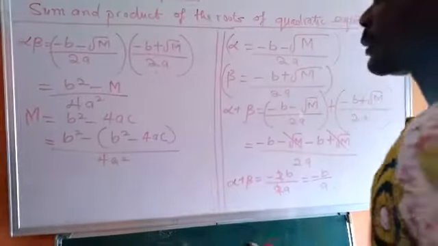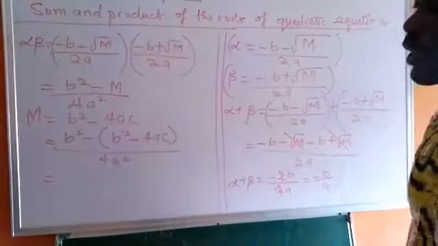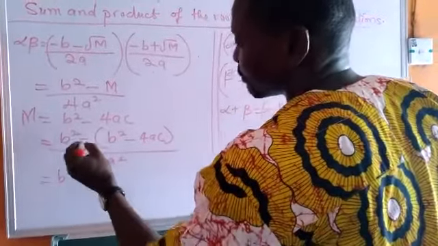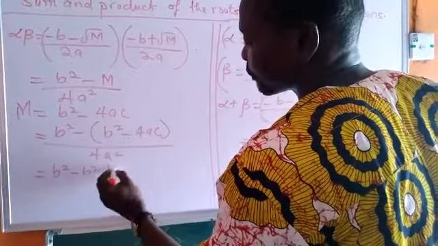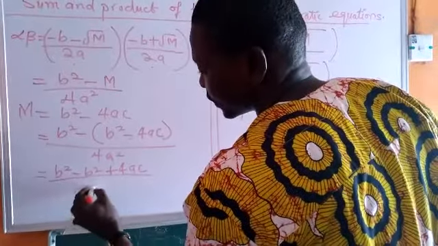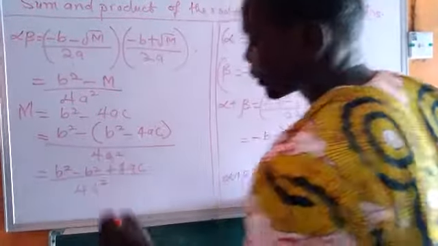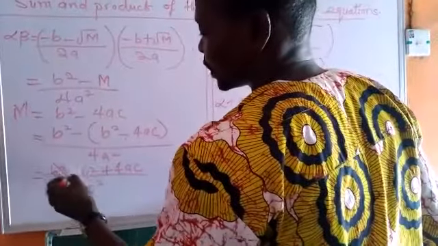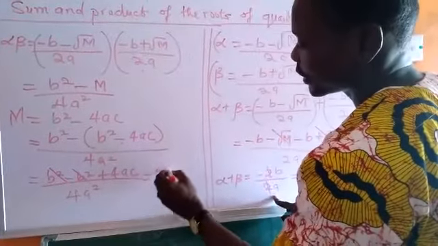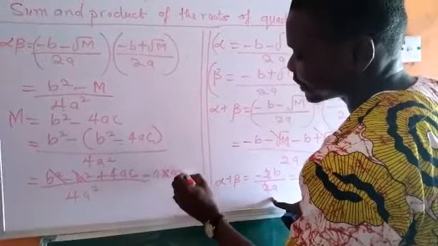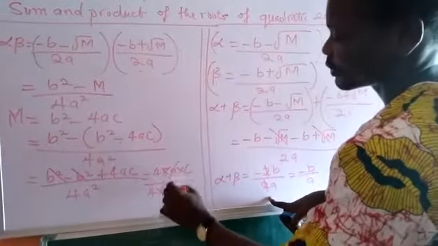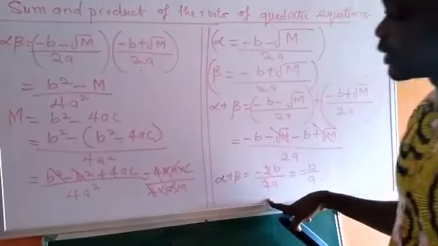Now by the time you open the brackets, what are you going to have left? You will have b squared minus b squared, minus times minus gives you plus 4ac, everything all over 4a squared. Now remember, b squared minus b squared gives us 0. Then we have 4 times a times c all over 4 times a. So a cancels a, 4 cancels 4. Then we have c over a.